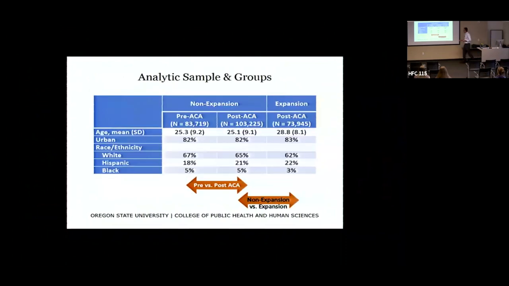So we had about 83,000 women who were enrolled in Oregon Medicaid before expansion, and about 100,000 afterwards, and another 73,000 women who just became eligible. The other women were eligible because of pregnancy or other criteria that did not change as a result of the ACA. The far right-hand column is women who were enrolled just because of the ACA expansion. So we did one analysis pre-post-ACA and another post-ACA analysis of expansion versus non-expansion. So you'll see two different sets of results.